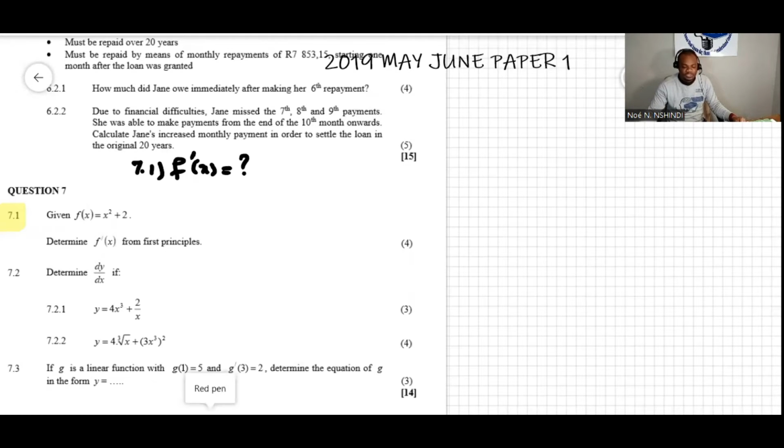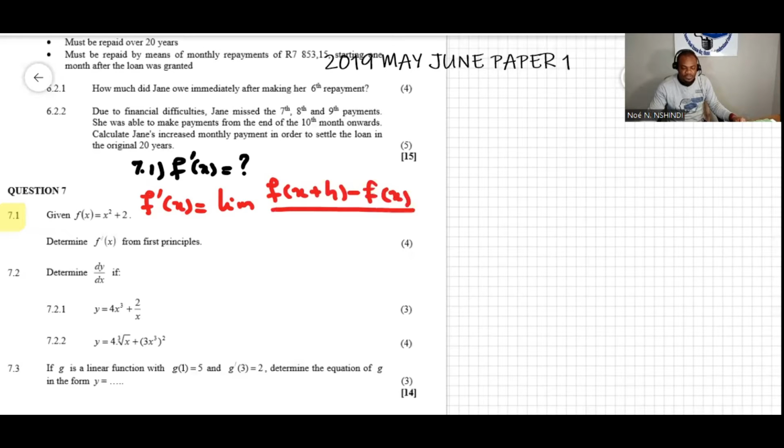So from the first principle, this means that the derivative f prime of x is given by the limit of f of x plus h minus f of x all over h, where h approaches 0. Now, I always prefer to solve this separately. This is what I'm going to do. I'm going to write here f of x plus h.